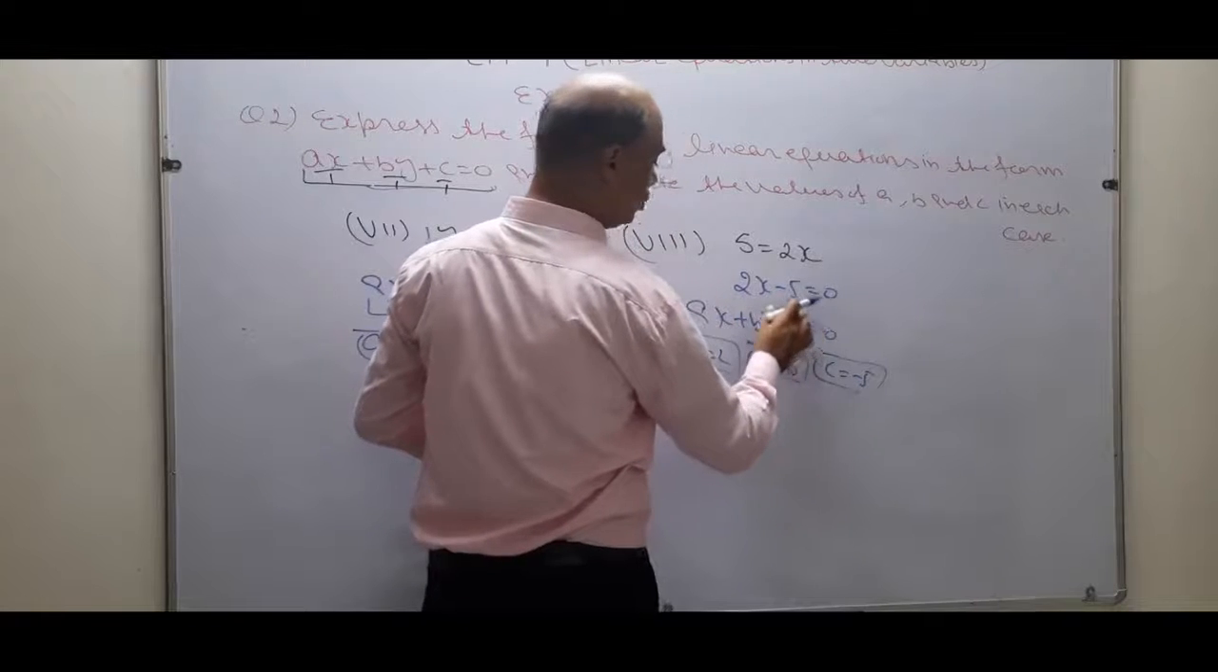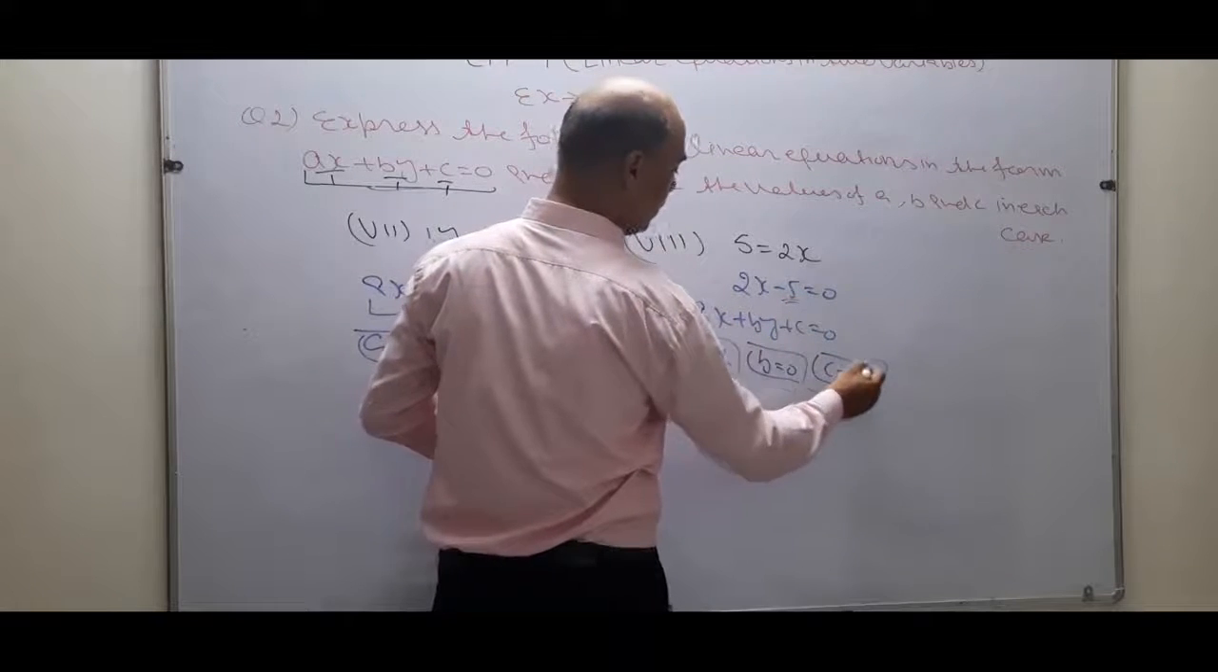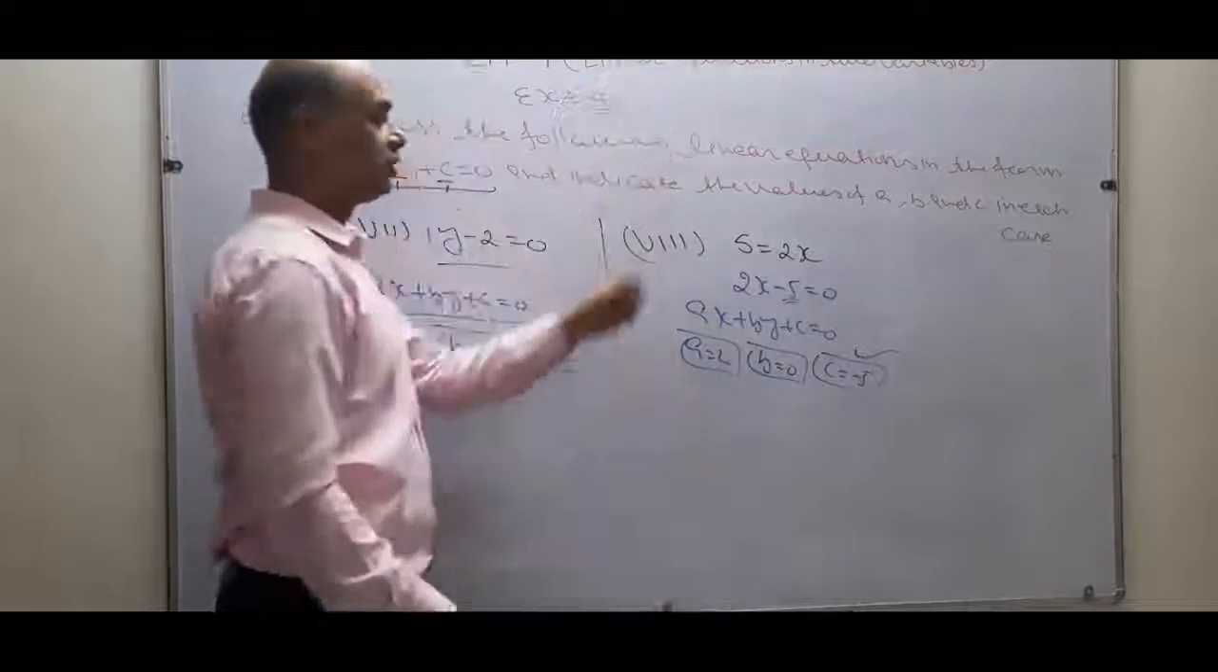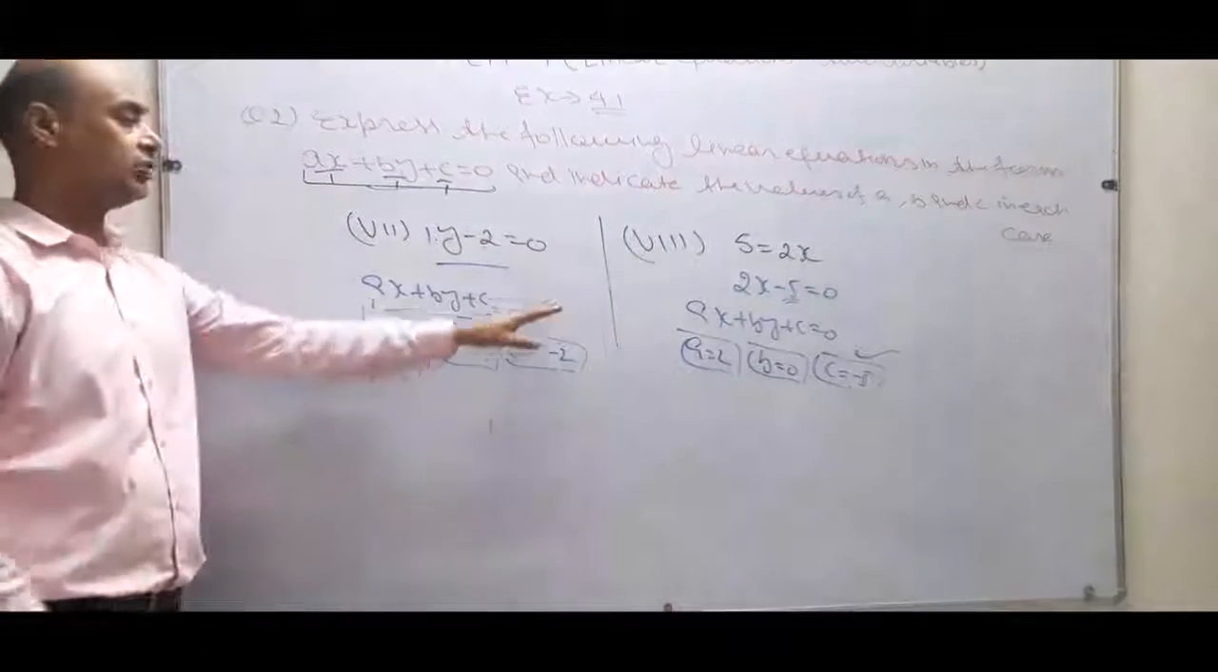A non-variable term is known as the constant term. So the constant term is -5. So the value of c becomes -5. Okay. Now this chapter is going to complete, and I hope this one is clear to all.